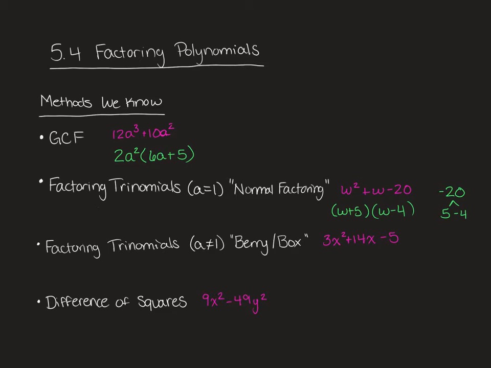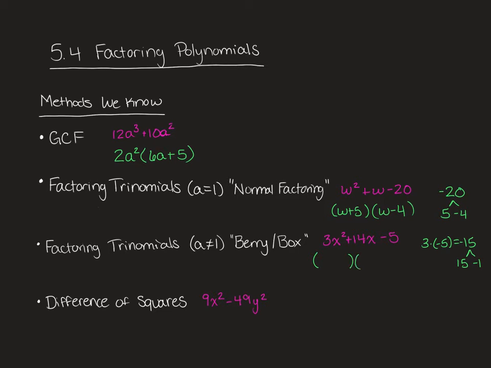For factoring trinomials, when a is not 1, you have to use the Berry or box method. And so this is kind of like normal factoring. The only extra step is you have to multiply your a times your c. So 3 times negative 5 will give us negative 15. And then we need to find two numbers that will multiply to negative 15 but add to a positive 14. And so your numbers are going to be 15 and negative 1.